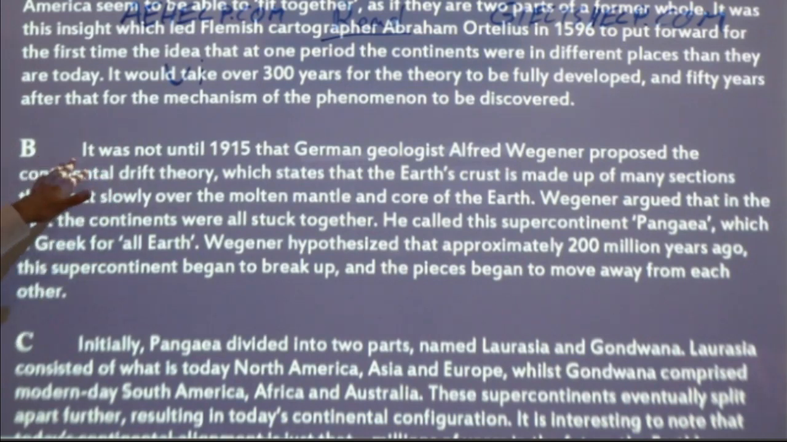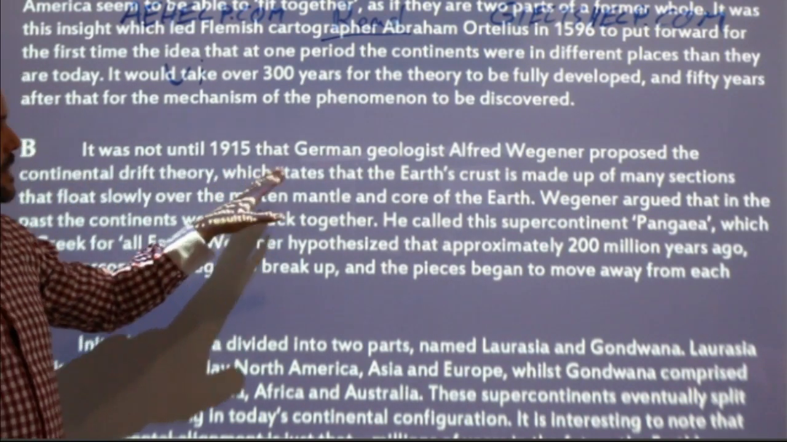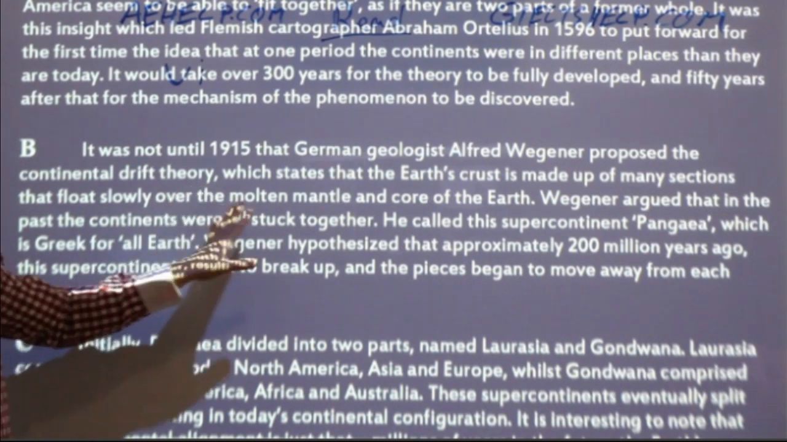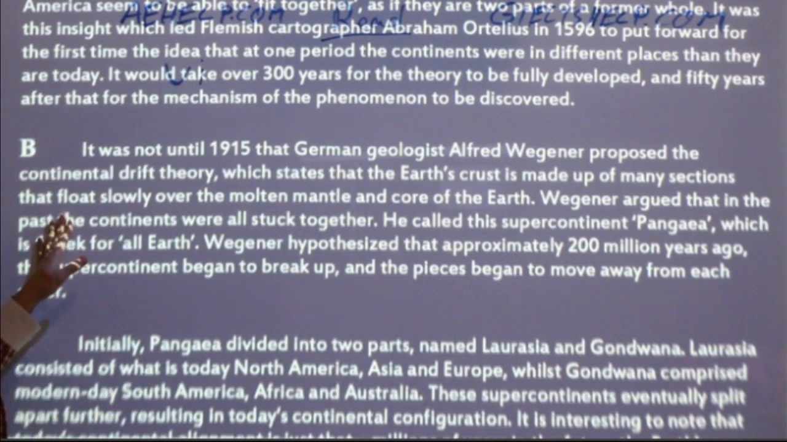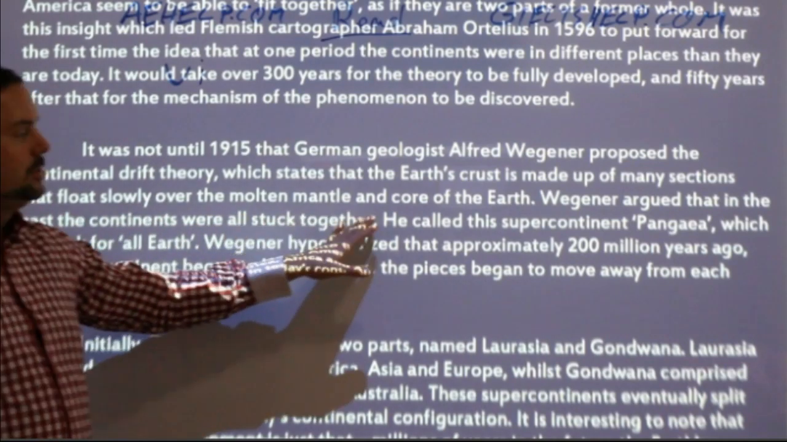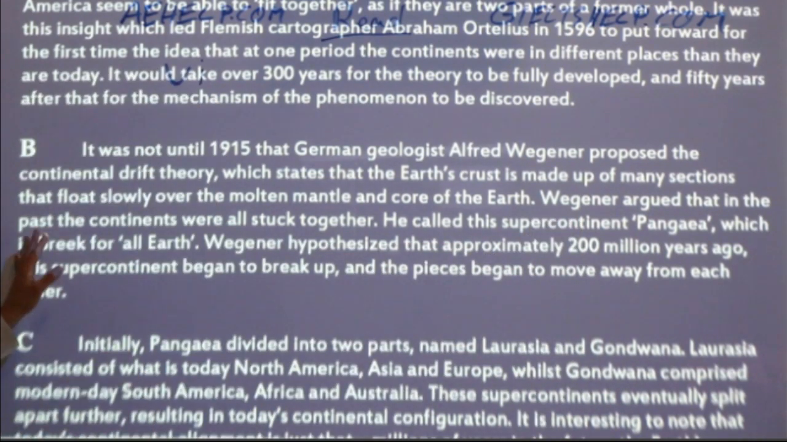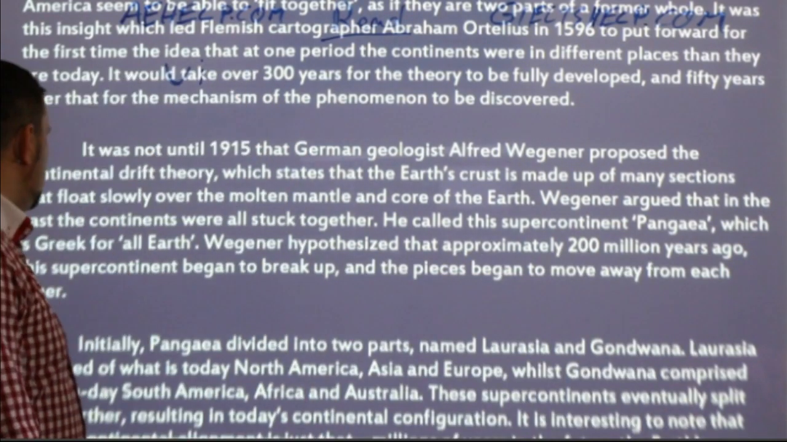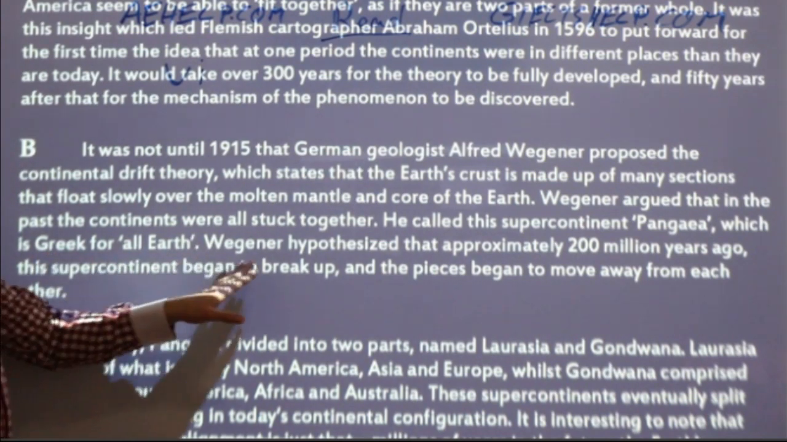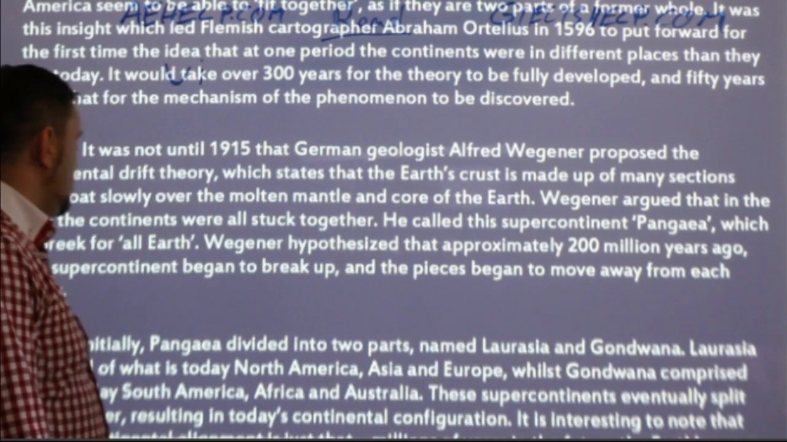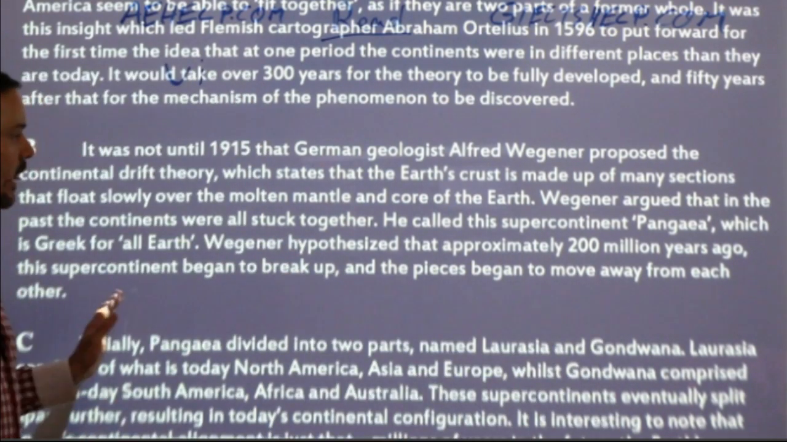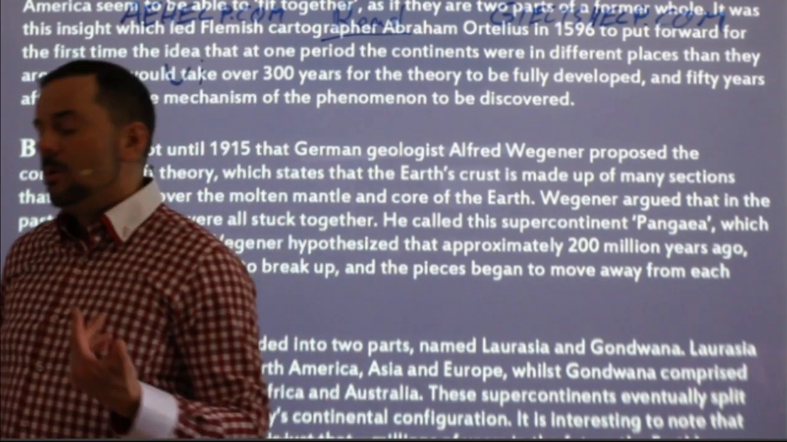B and then repeat. So it was, again, read with me, students, read with me. So it was not until 1915 that German geologist Alfred Wegener proposed the continental drift theory, which states that the Earth's crust is made up of many sections that float slowly over the molten mantle and core of the Earth. Wegener argued in the past the continents were all stuck together. He called this supercontinent Pangaea, which is Greek for all Earth. Wegener hypothesized that approximately 200 million years ago, this supercontinent began to break up and the pieces began to move away from each other. Okay, what is this paragraph about?